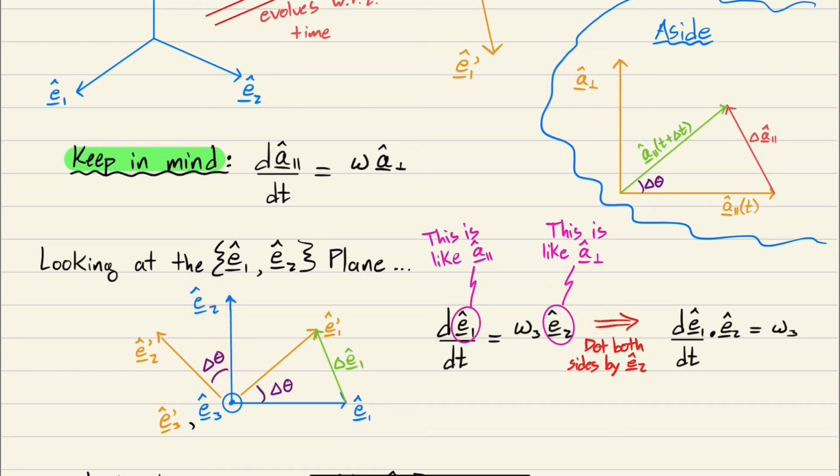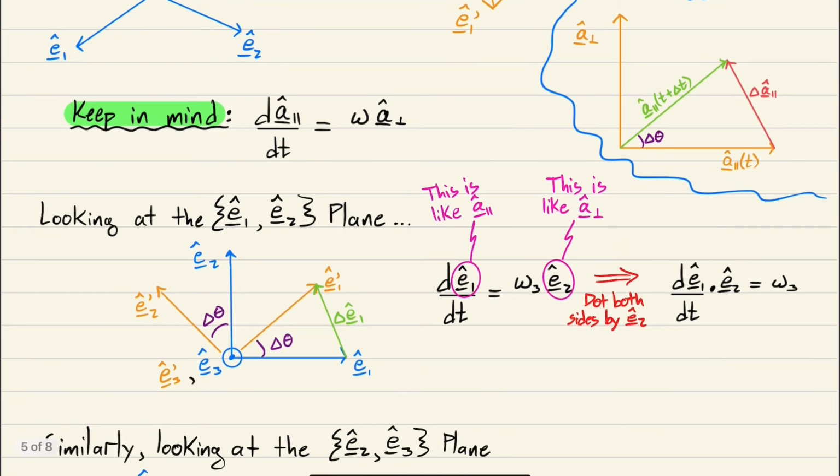Very cool. Now we can dot both sides by E2, and it'll become clear why we do this in a minute. If we dot both sides by E2, we end up with dE1 dt dotted with E2, and a vector dotted with itself is 1, so E2 dotted with E2 gives you just omega 3.